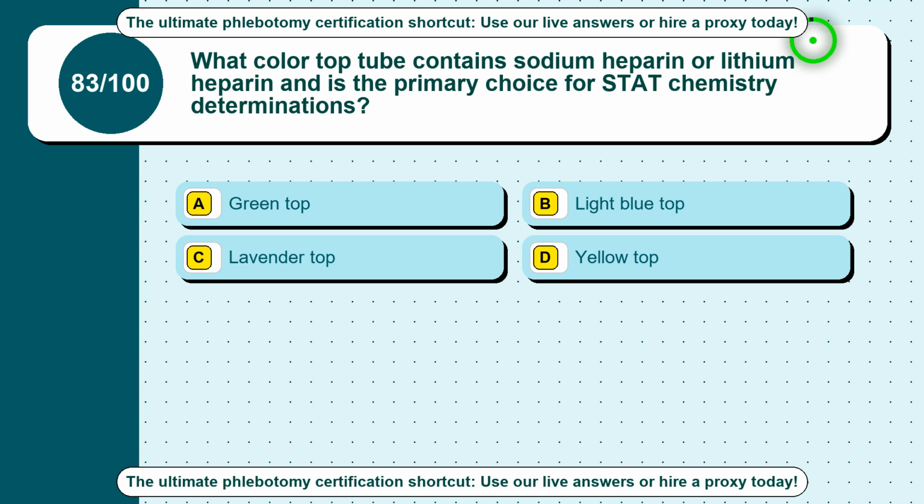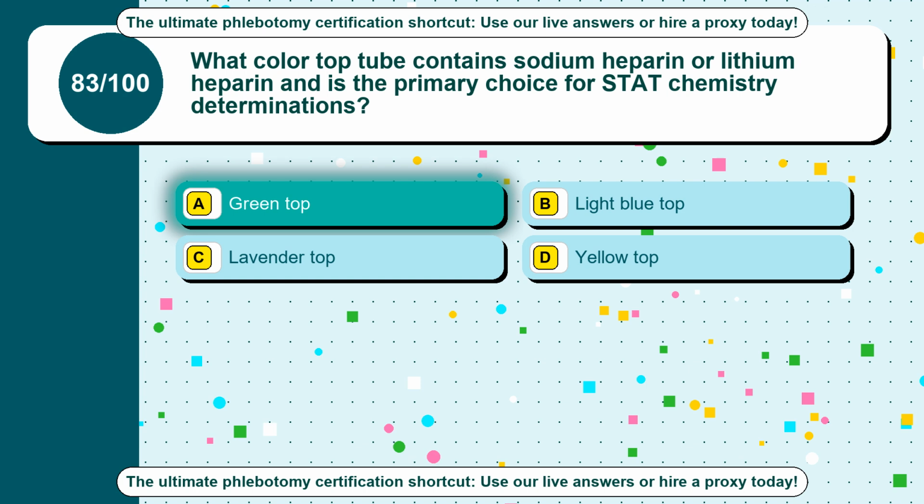Question 83. What color top tube contains sodium heparin or lithium heparin and is the primary choice for stat chemistry determinations? Option A, green top. Option B, light blue top. Option C, lavender top. Option D, yellow top.